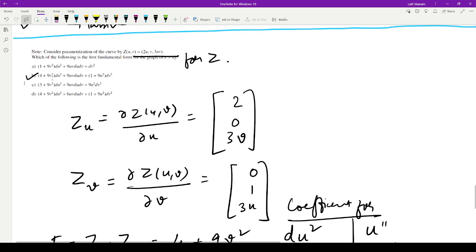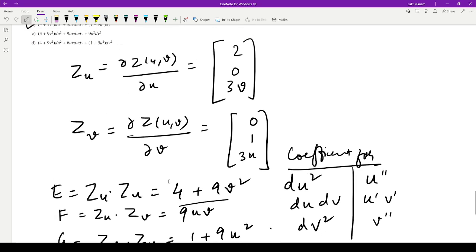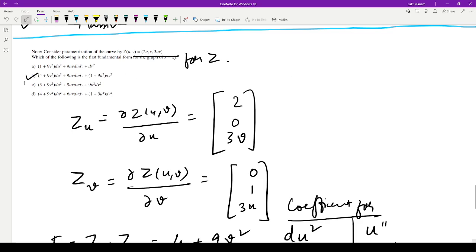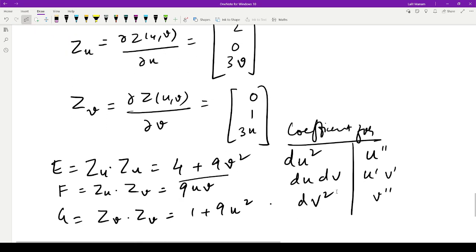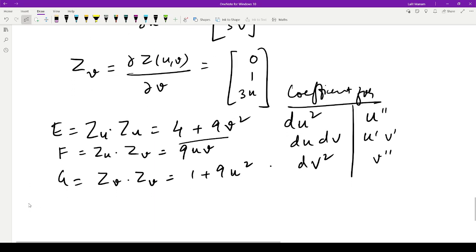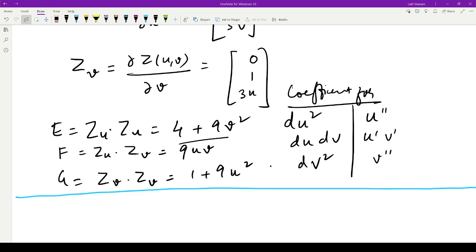This is 4 plus 9v square du square, plus 9uv du dv, and 1 plus 9u square dv square. Any doubts in this one? We just need to make sure which are the coefficients, I mean, coefficients corresponding to what. That's all there is to it. Nothing more. We'll move on to the next question.